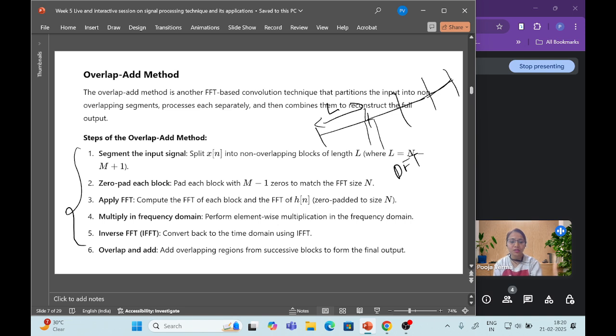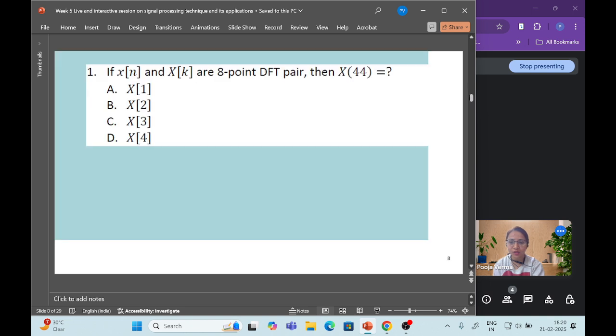These are the topics covered in this week's video lectures. Now we will solve some problems similar to your assignment questions. The first question: if x(n) and X(k) are an 8-point DFT pair, then what will be X(4)?